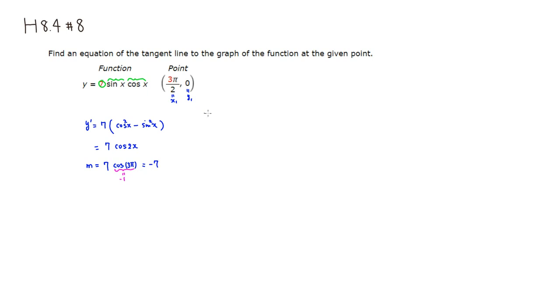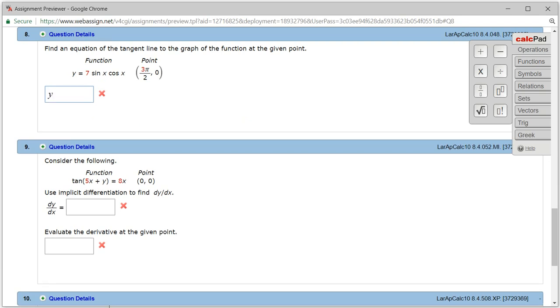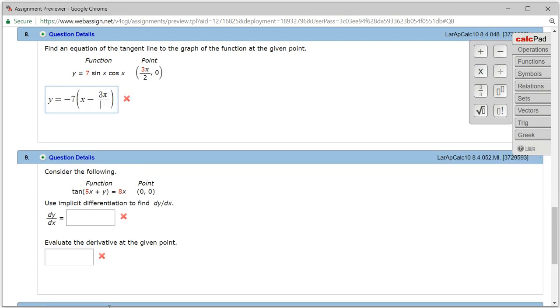So the equation is y minus y1, which is 0, which doesn't really do anything. And the slope is negative 7. And the quantity x minus x1, which is 3 pi over 2. Minus 0 doesn't do anything, so I'm going to just erase it. So it's negative 7 times x minus 3 pi over 2. So let's type it in. It's going to be y is equal to negative 7 times x minus 3 pi over 2.